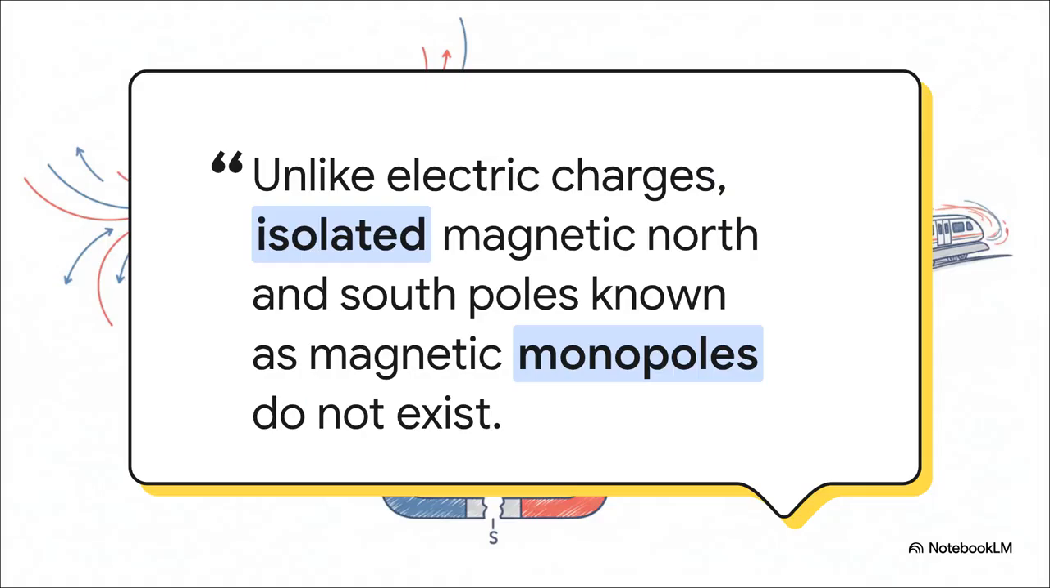So, what's the big deal? What does this law really tell us? It tells us something profound. It's the mathematical proof that you can never, ever find a north pole all by itself or a south pole all by itself. They always come in pairs. And this is the biggest difference between electricity and magnetism. We can have a positive charge alone, right? Or a negative charge. But we can never have an isolated north or south magnetic charge. These things, called magnetic monopoles, they just don't exist.